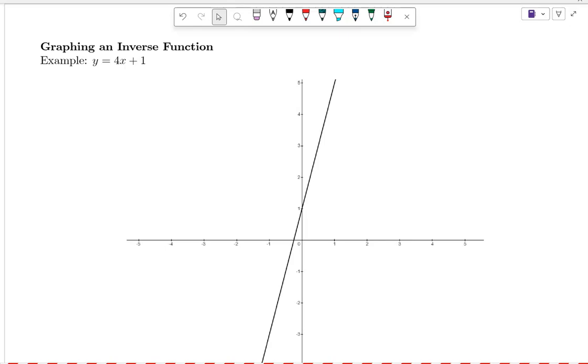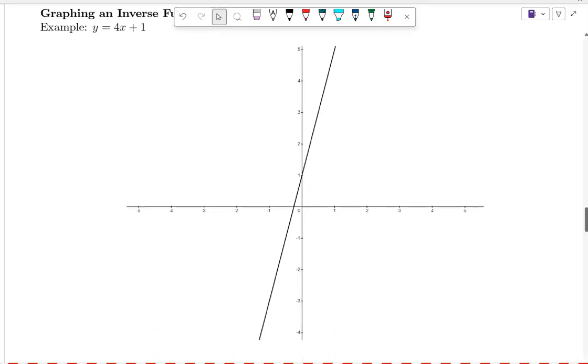So what does it mean to graph an inverse function? Well, let's remember what we do when we find an inverse function. Remember, we flip-flop the x and the y around, right? So graphically, what does that mean? This is the point 0, 1. If I flip-flop x's and y's, what point does that become? 1, 0, right? I'll put that over here.